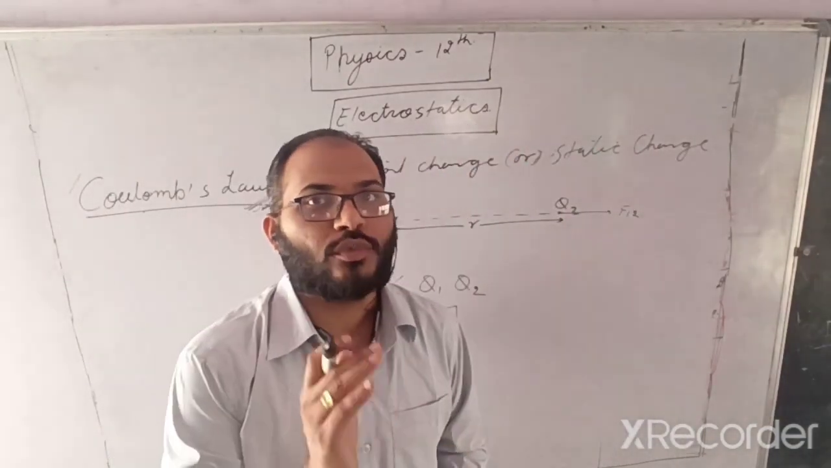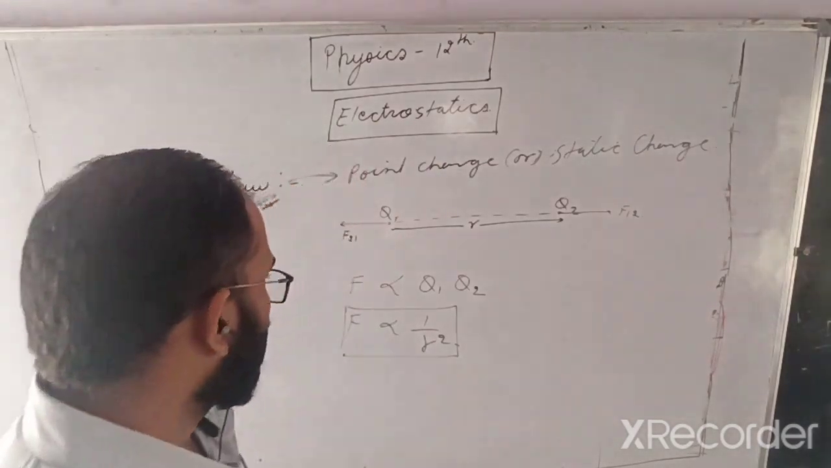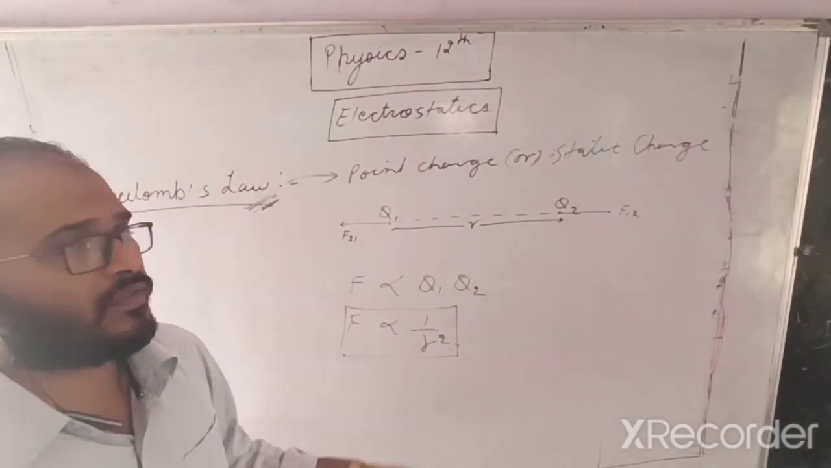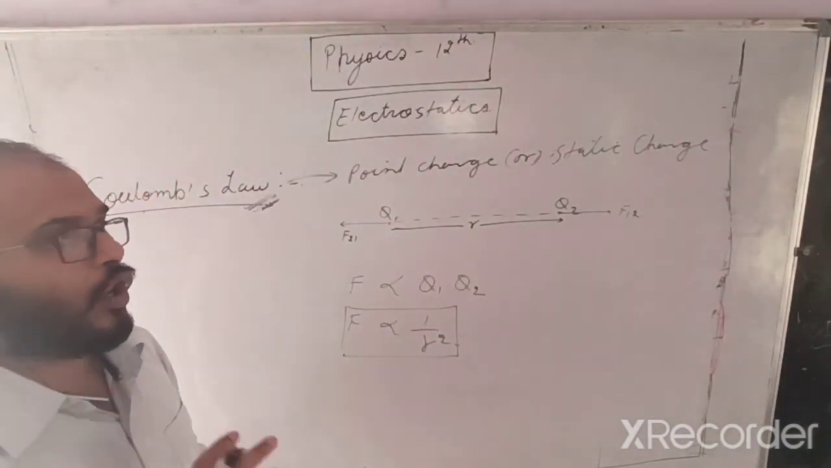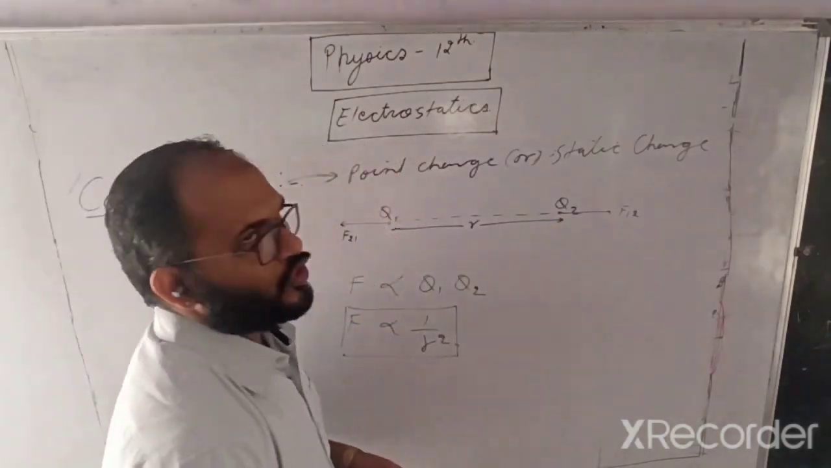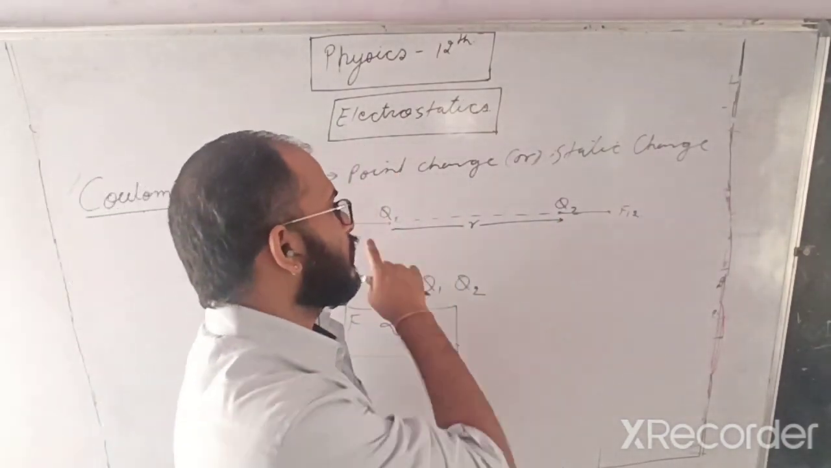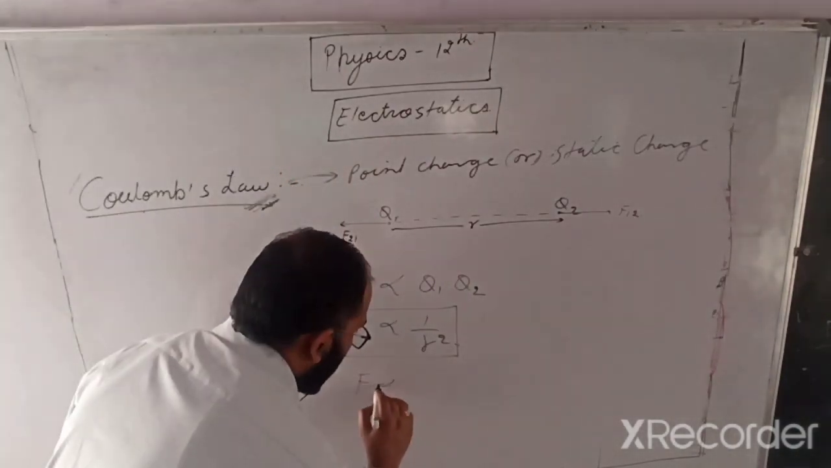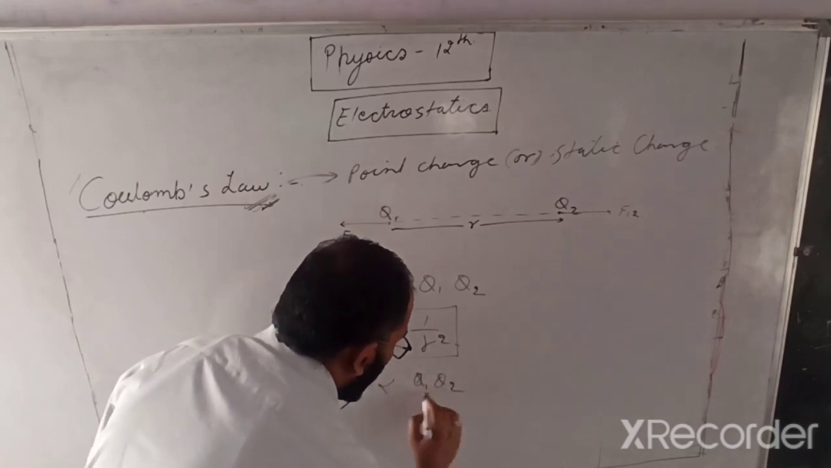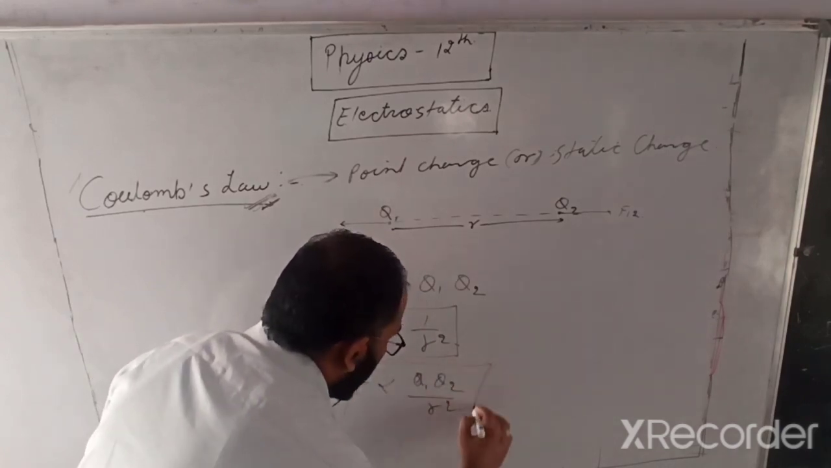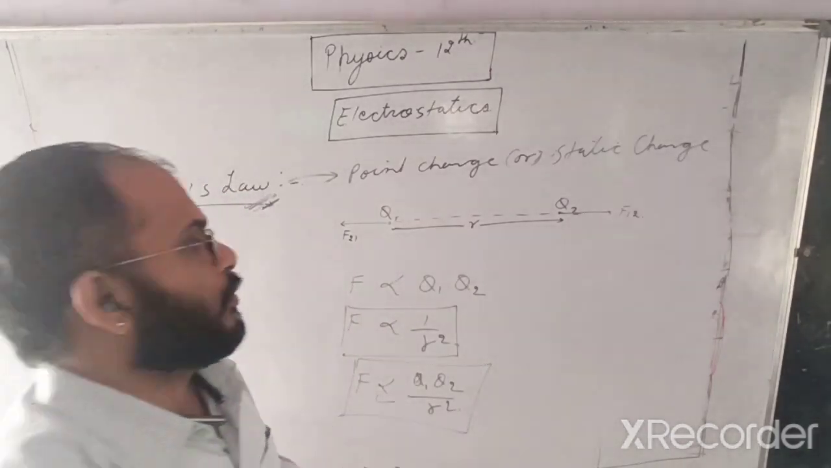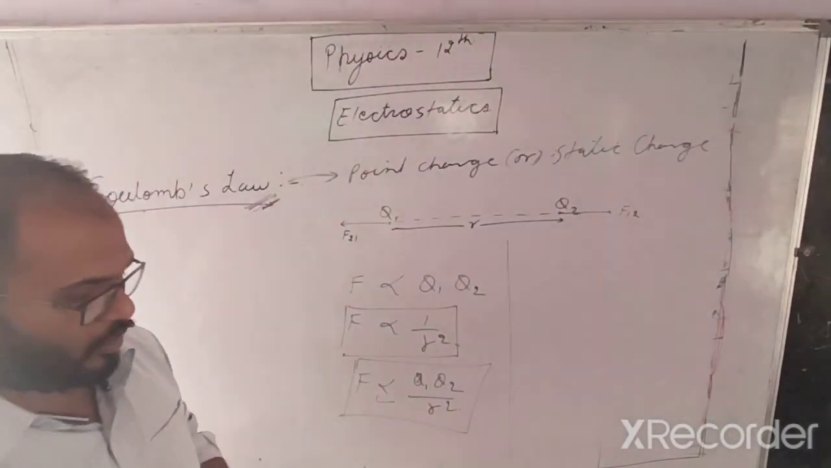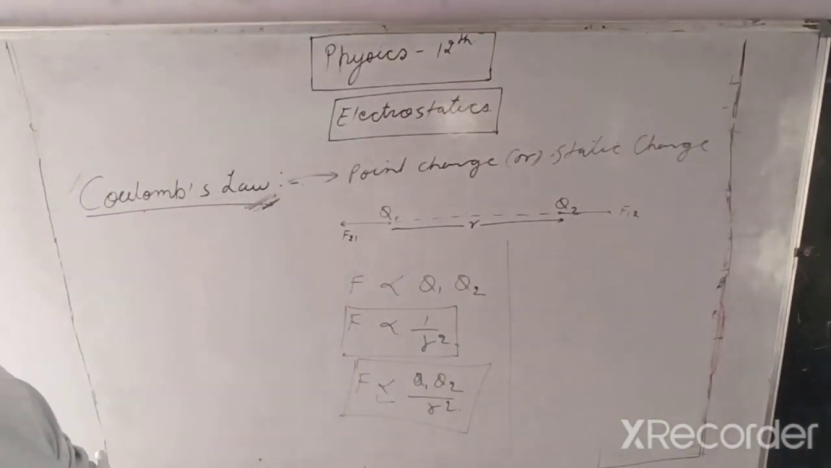Coulomb's force is the mutual force between the charged particles, defined by the product of the charges and the square of the separation between them, and it always acts along the line joining them. That means F is directly proportional to Q1 Q2 upon R square. If the proportional sign is removed, then we have a constant.